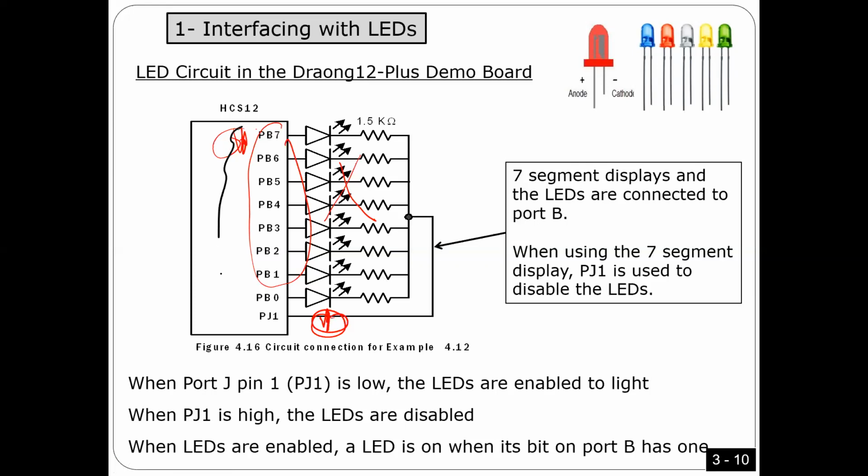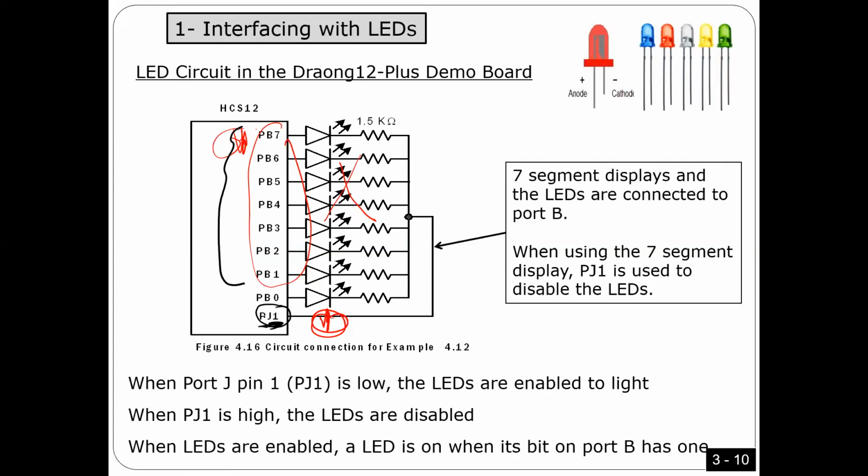Look here, guys. It's connected to port B. Also, all the cathodes are tied together and connected to PG1. You remember what I said last time? PG1 is going to be used like an enable or disable for the 7 segment.